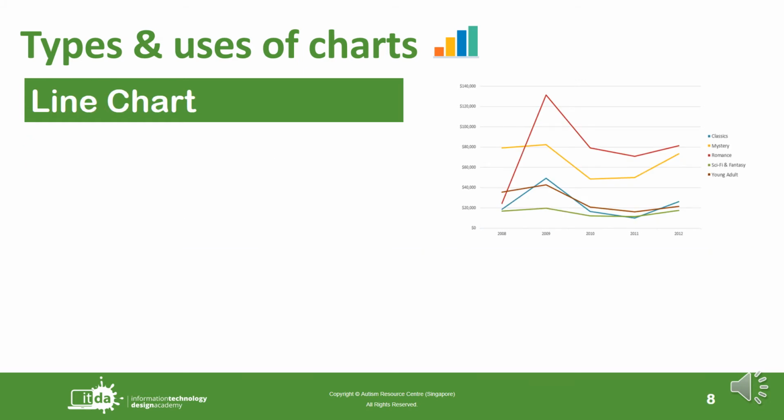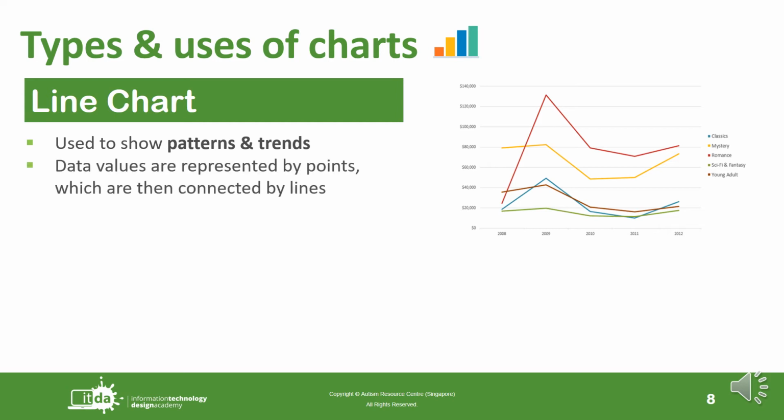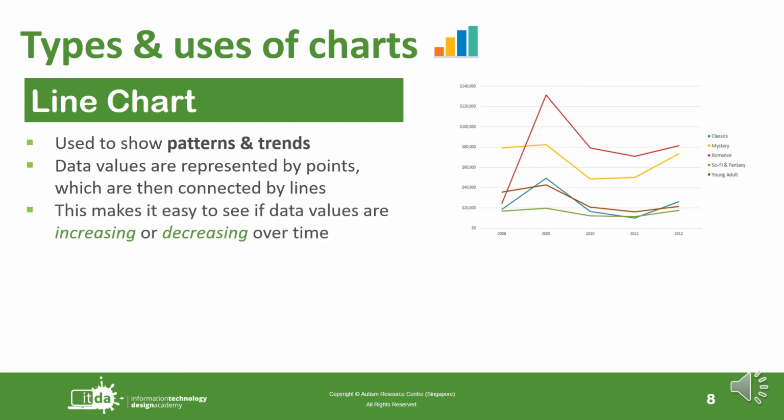Now this is interesting. This is something called a line chart. You can tell this simply from the lines that make up the chart. This chart is used to show lots of patterns and trends from your data across time. So data values are represented by points and all of them are connected by lines. This makes it a lot easier for us to see if the data values are increasing or decreasing over time.